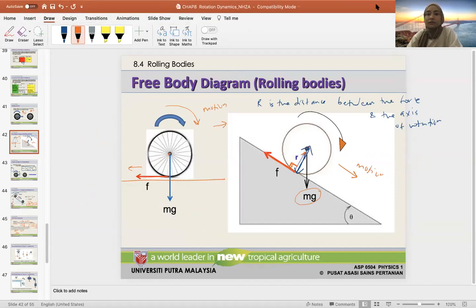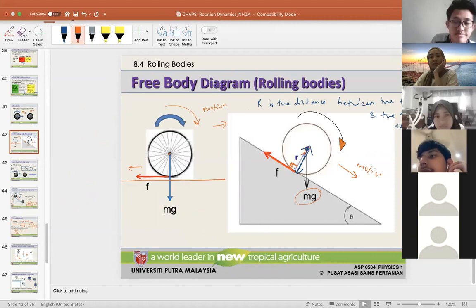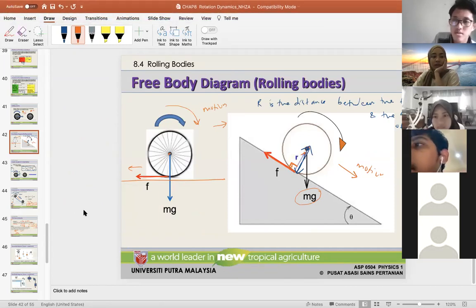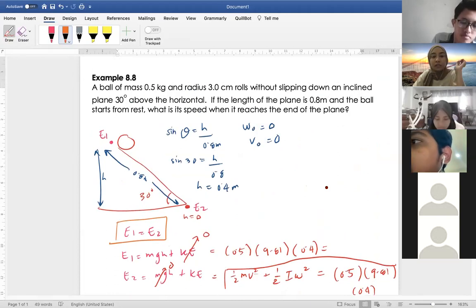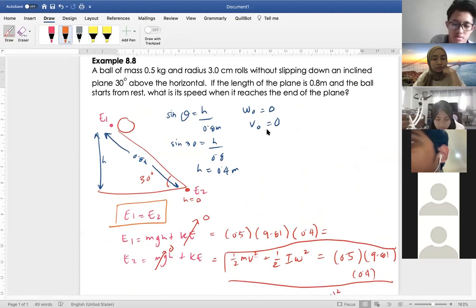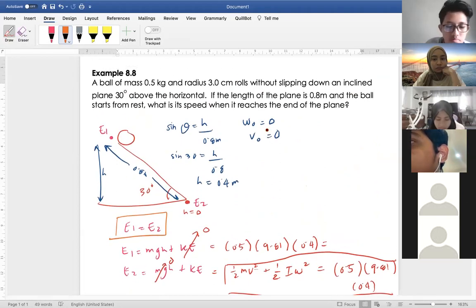Doktor, tadi E1 dengan E2 tu kita equate kan? Yes, we did. I'll show you again. Memang ada V yang tak ada value, unknown. Satu given? Satu given, no. V dua-dua tak given. Oh, sorry. V initial given. Omega naught as 0. Tu je lah yang kita tahu. Oh, alright. Thank you, Doctor.